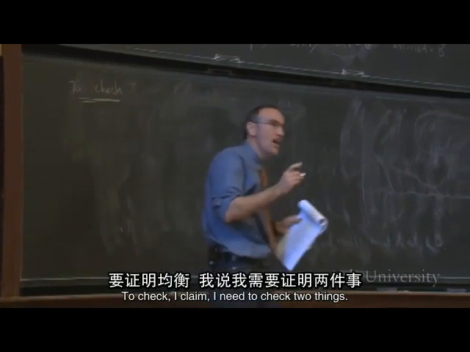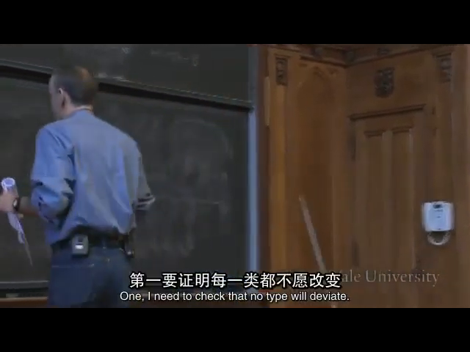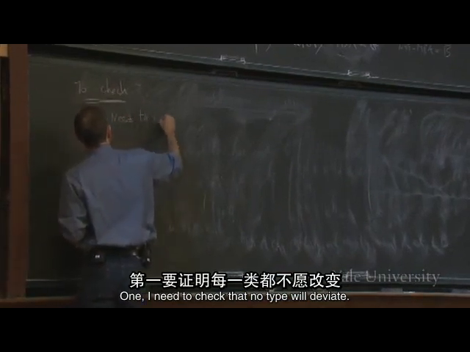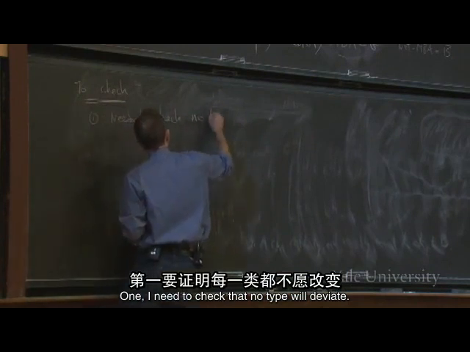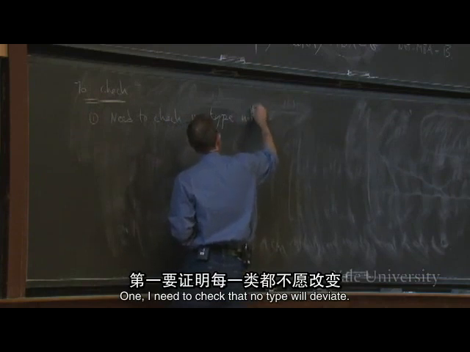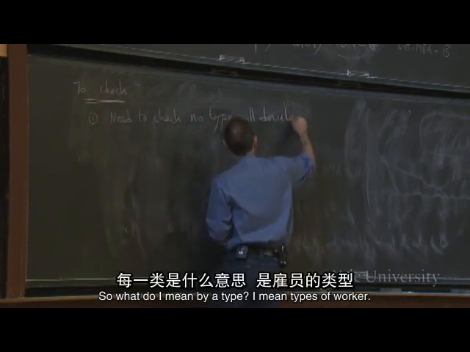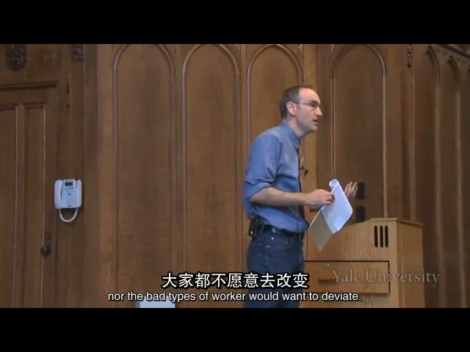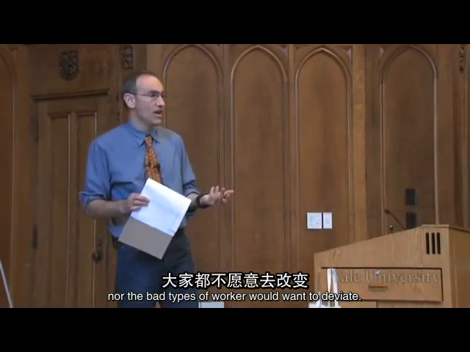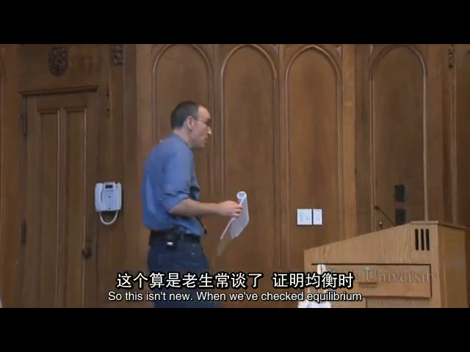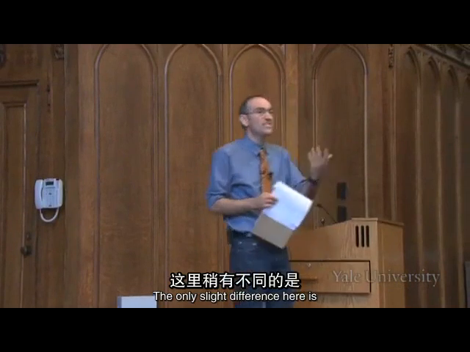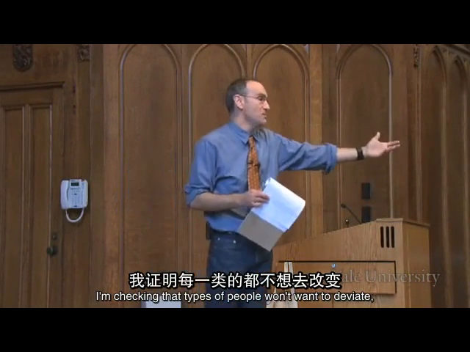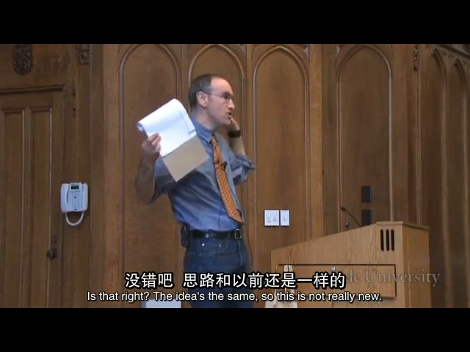To check, I claim I need to check 2 things. One, I need to check that no type will deviate. So what do I mean by a type? I mean types of worker. Neither the good types of workers will want to deviate, nor the bad types of worker will want to deviate. So this isn't new. When we've checked equilibrium, we've always checked that people don't want to deviate. The only slight difference here is instead of checking that people won't want to deviate, I'm checking that types of people won't want to deviate. But basically the idea is the same. So this is not really new.